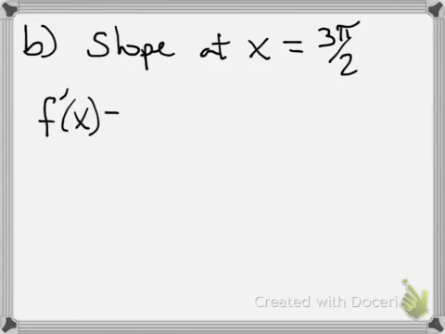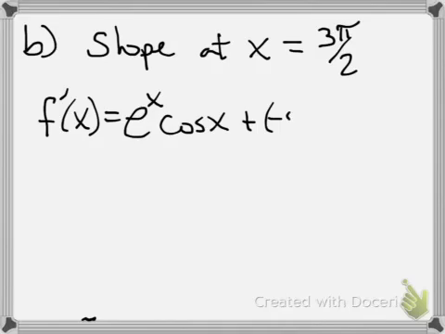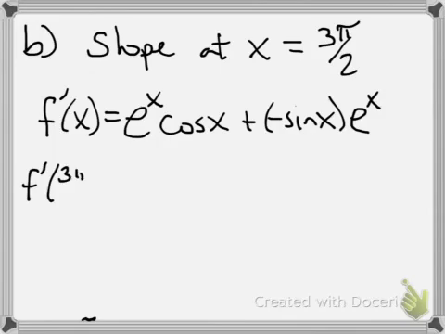So we'll take the derivative of the first factor, e to the x, times the second factor, cosine of x, plus the derivative of the second factor, which is going to be negative... there we go. Derivative of cosine is negative sine times the first factor, e to the x. And then from here, all we need to do is plug in 3 pi over 2, and remember a little bit of trig to do some simplifying.